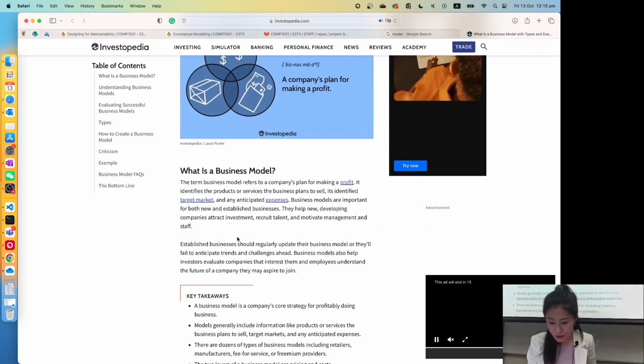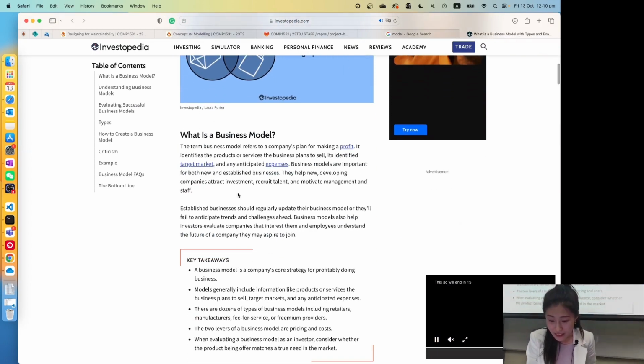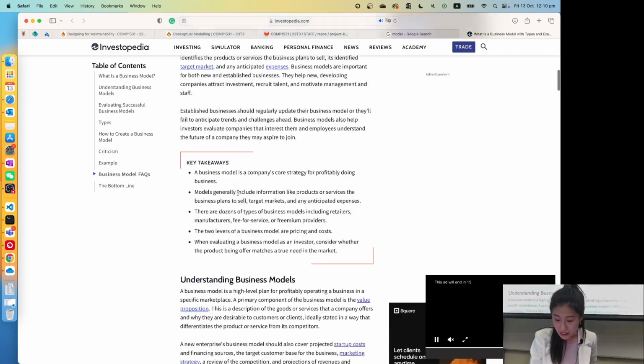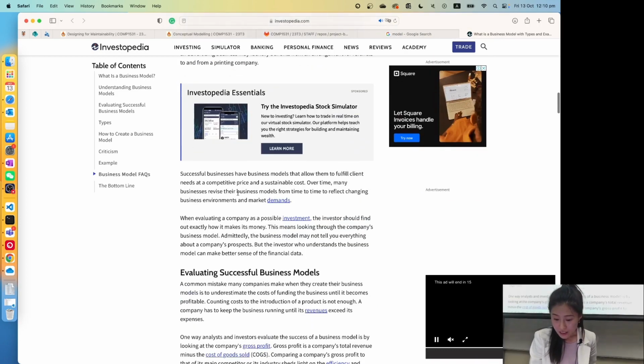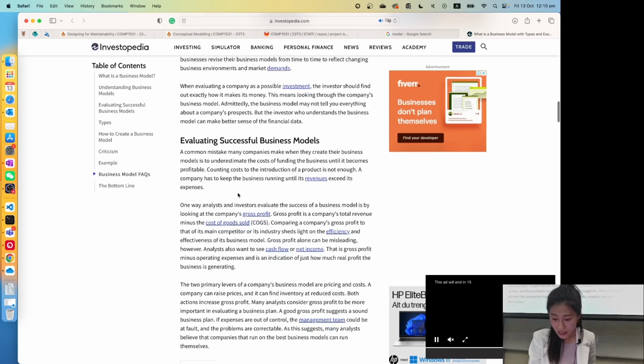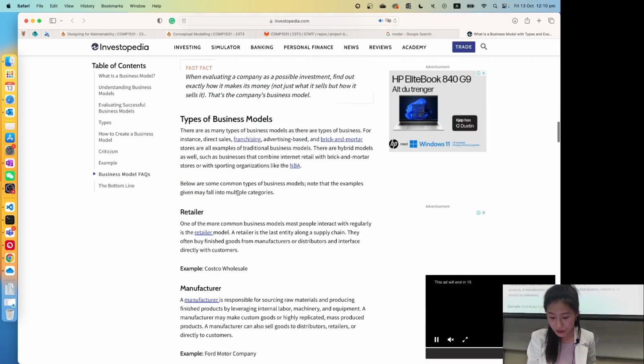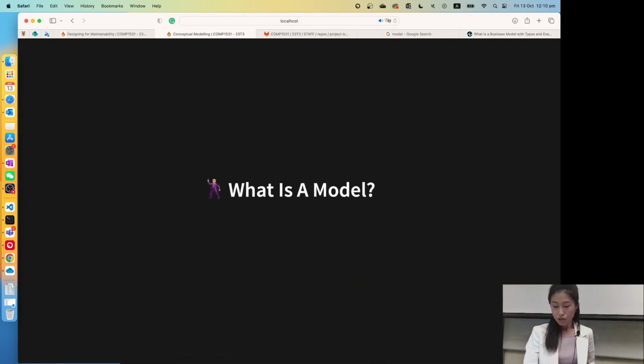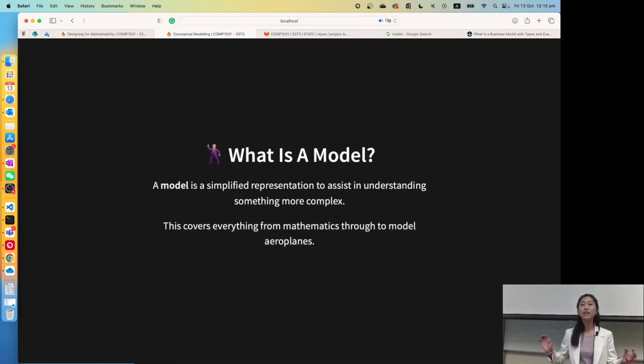Like a business model, it's a company's plan for making profit, like the process, the plan, and we also need to evaluate it, and there are also different types of business model. So a model is a simplified representation to assist in understanding something more complex.